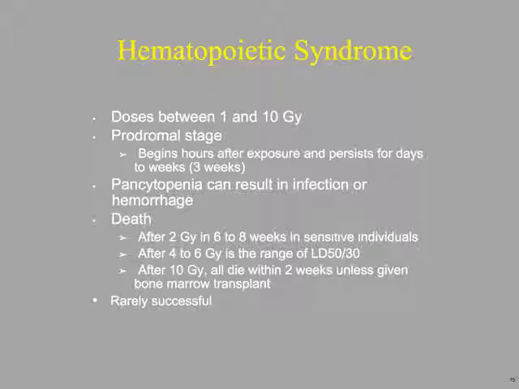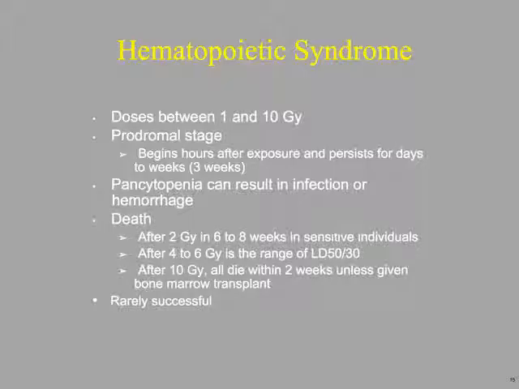So the term for that is pancytopenia, which means whole body destruction of blood cells. Pancytopenia is just the fancy name for whole body destruction of blood cells that can result in hemorrhage, especially internal bleeding within the intestinal tract, and infection because of decreased white blood cell counts. So if we're talking about the risk for death here, 2 gray, if we have a very sensitive individual, they may die after about a month, 6 to 8 weeks.